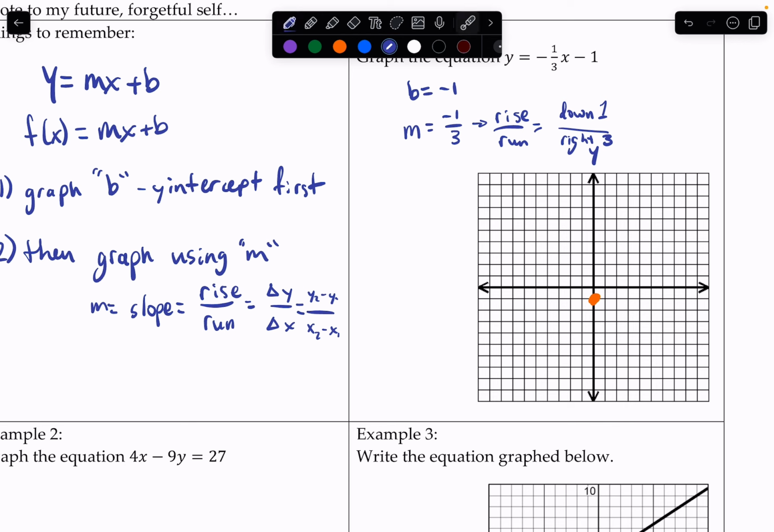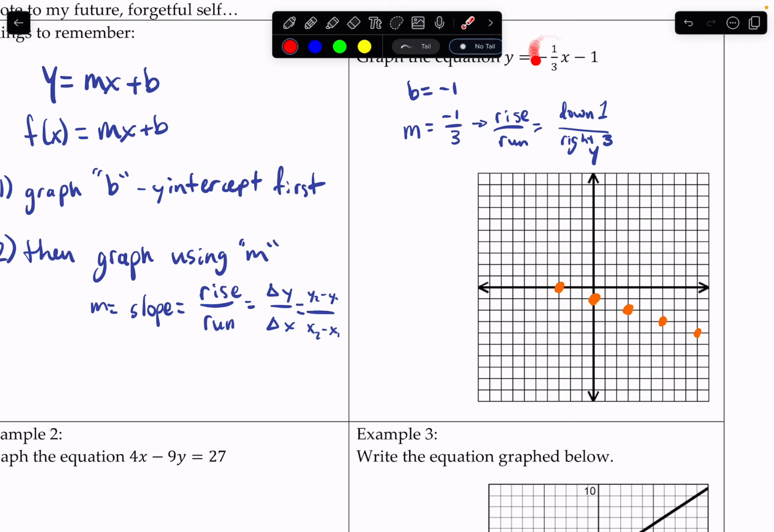So from the point that I've got here, I'm going to go down 1, right 3, and that's going to give me my next point. Down 1, right 3, and then you just kind of repeat that pattern. Down 1, right 3. Or you could do the opposite of it and go up 1, left 3. And that's going to continue. You know you're doing it right if it creates a line.